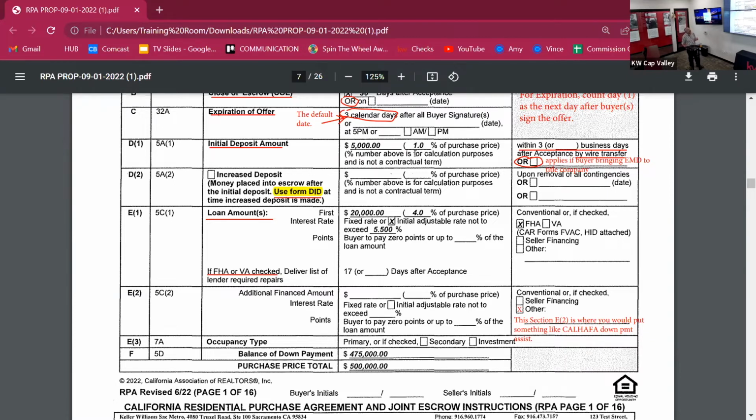Oh, the earnest money deposit amount. So the initial deposit. It used to be that when we worked with a buyer, they were going to be writing a check for their earnest money deposit.